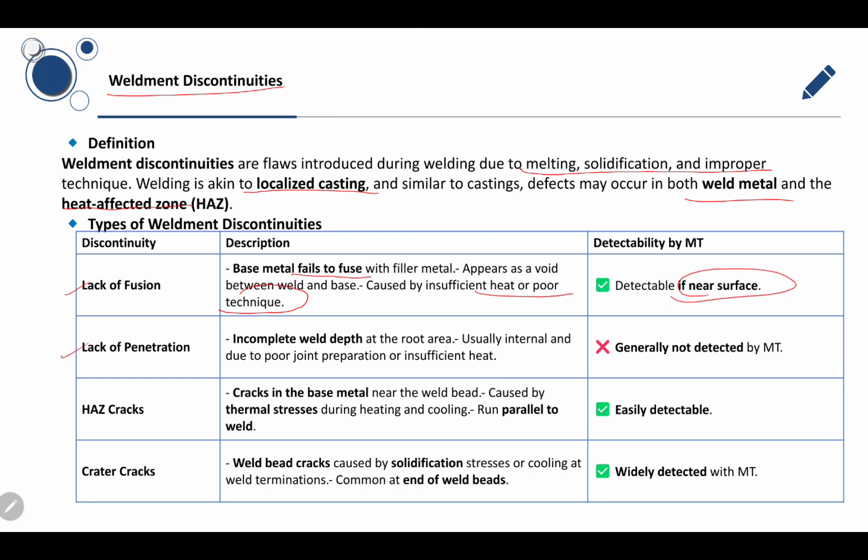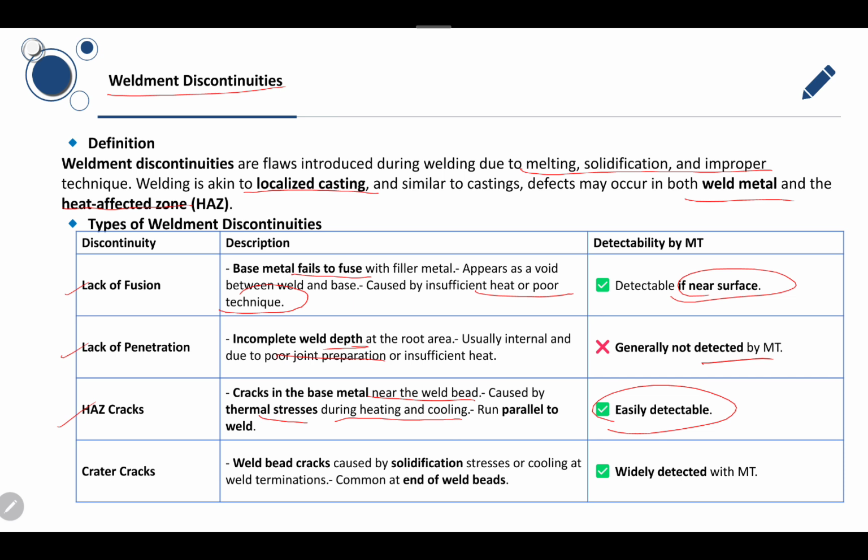Next one is lack of penetration. This means an incomplete weld path at the root area. It's usually internal and due to poor joint preparation or insufficient heat and is generally not detected by MT. Next one is HAZ cracks. These are cracks that form in the base metal near the weld bead. It's caused by thermal stresses during heating and cooling. They typically run parallel to the weld and are easily detectable.